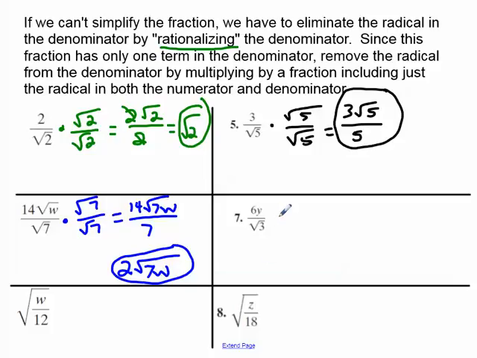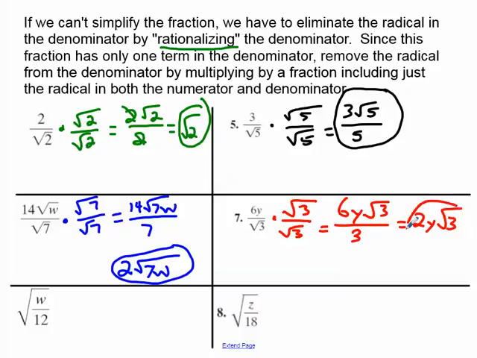All right, over here, what do we got? Square root of 3 in the denominator. Can't have it. Multiply by square root 3 over square root 3. What do we have? 6y square root 3 over square root of 3 times square root of 3, which is 3. 6 and 3 can simplify to 2, so we get 2y square root 3. Done.